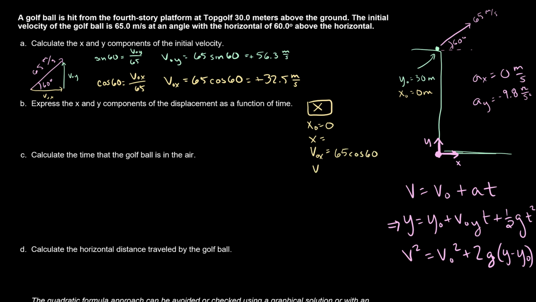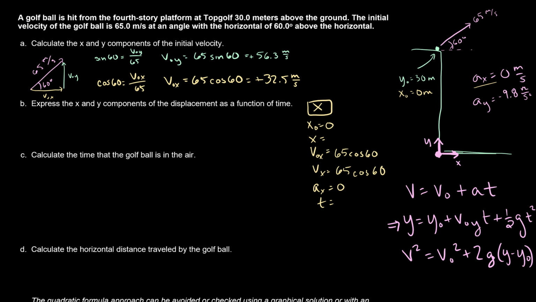Our v x, we actually also know. Check this out. We don't have any acceleration, so we know that for the whole time that this object is in the air, its velocity in the x direction is going to be 65 cosine 60. Acceleration in the x equals 0. And the time, we're not given really any information about the time.